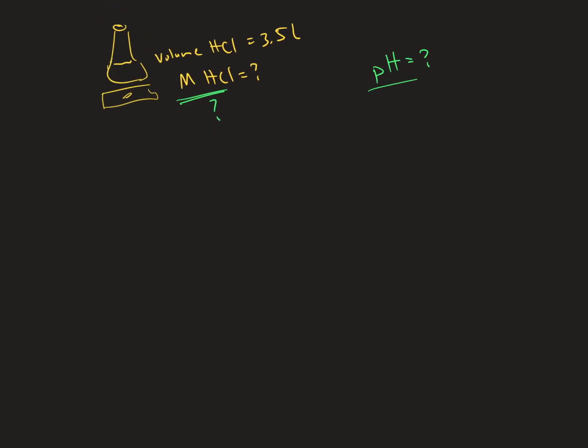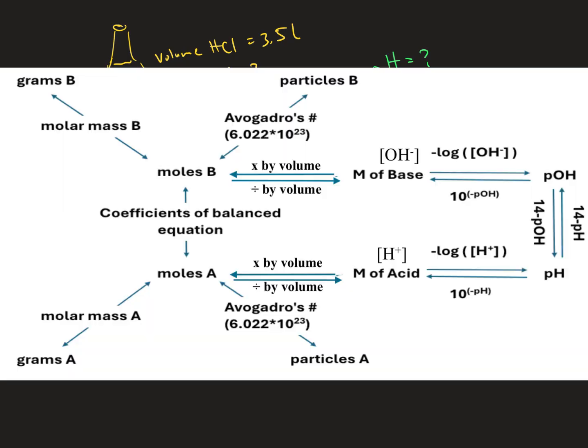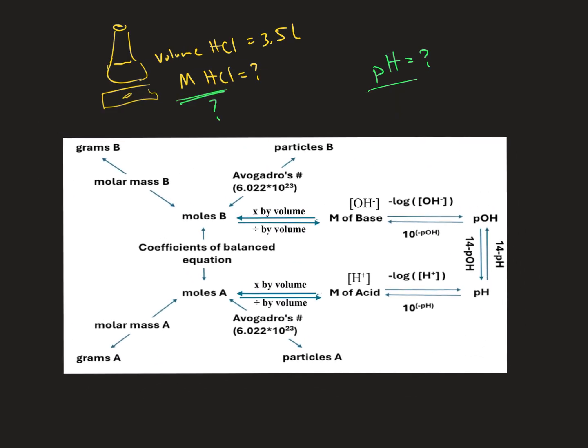So let's pull out our chart, our map. So here we know this, right? We know everything about our base. Should I go this way to find the pH? No, because we have a volume. We have to go this way, right?